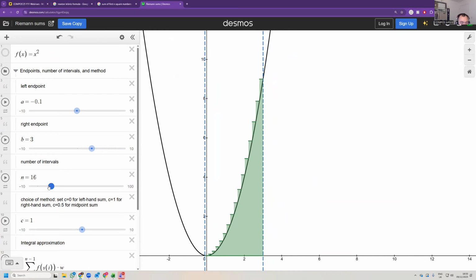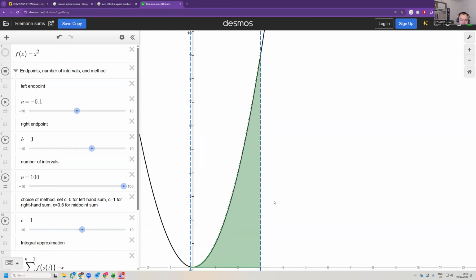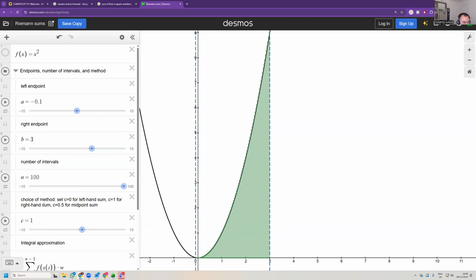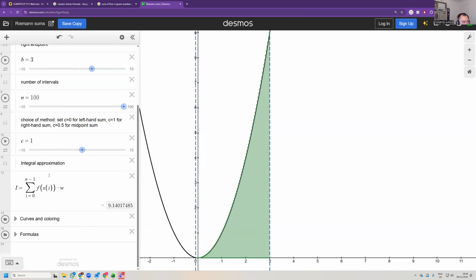And as you can see, as n increases, the green area becomes closer and closer to the area under the curve. So that's what we mean when we say that as n tends to infinity, this area becomes the area under the curve. And the integral approximation is 9. For this situation, the integral is 9. And you can see that it is an over approximation.